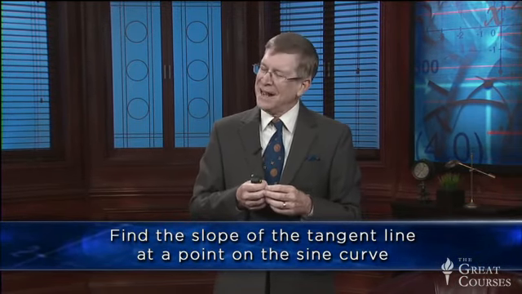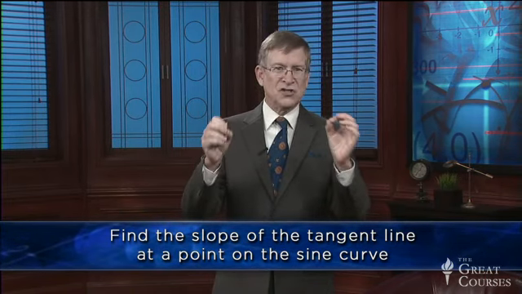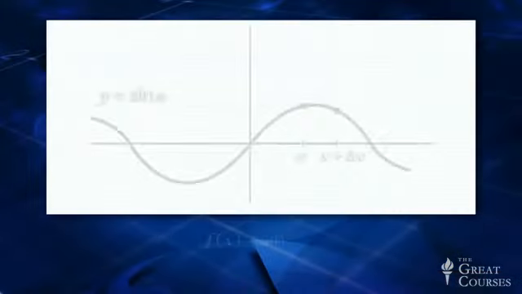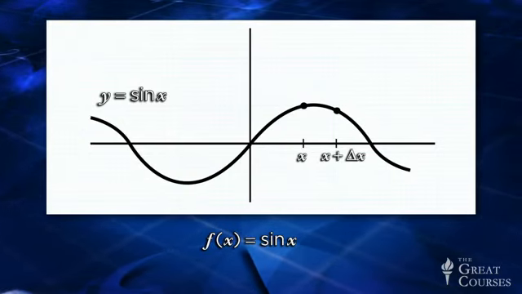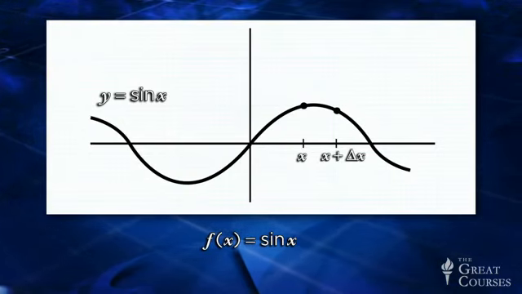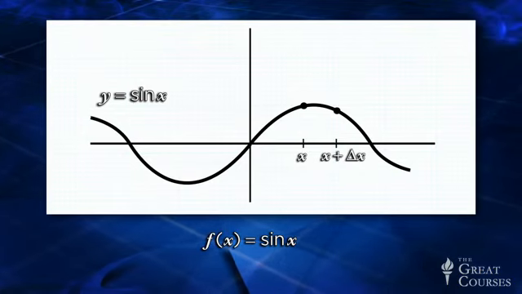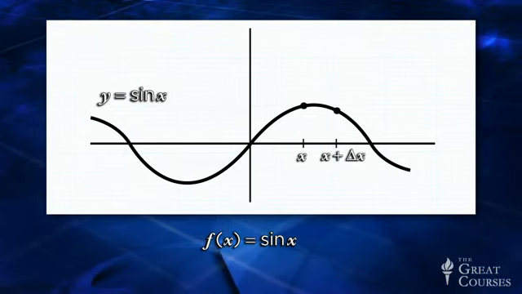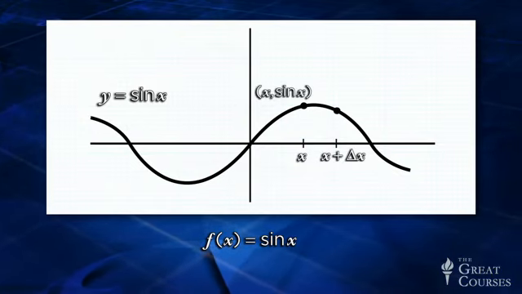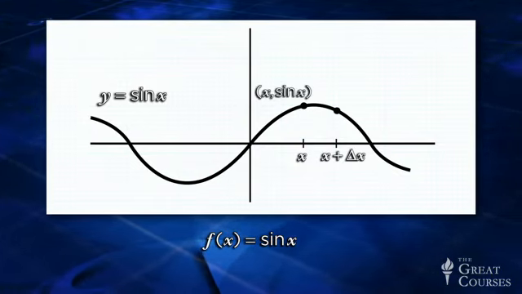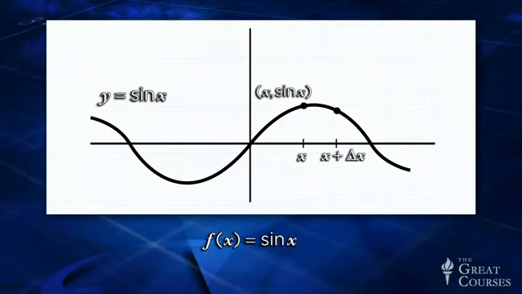Okay, let's go back to limits for a moment. And I'd like to lead into our next lecture with an example. Suppose you wanted to find the slope of the tangent line at a point on the sine curve. So consider the curve f of x equals sine x, and pick a point x, y. What's the slope of the tangent line at that point? Here's what I'm talking about. I have the point x, sine x on the graph of the sine function, and I want to find the slope of the tangent line at that point.